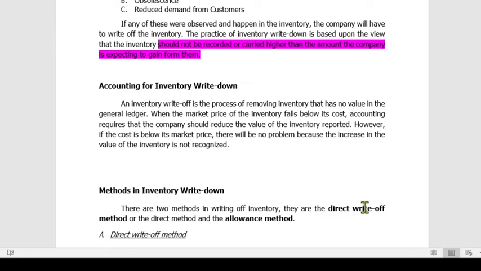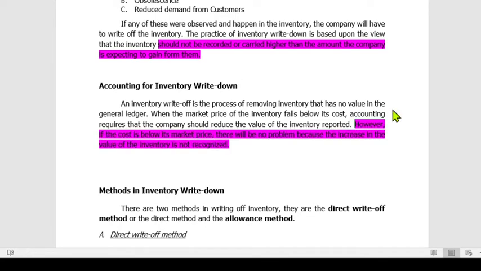Accounting for inventory write-down. An inventory write-off is the process of removing inventory that has no value in the general ledger. When the market price of the inventory falls below its cost, accounting requires that the company should reduce the value of the inventory reported. However, if the cost is below its market price, there will be no problem because the increase in the value of the inventory is not recognized. Ito yung sinasabi ko kanina. If the cost is always lower than the market price or the net realizable value, wala tayong magiging problema on your financial statement.